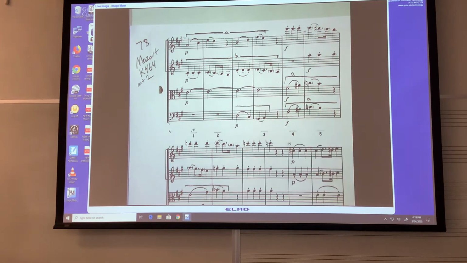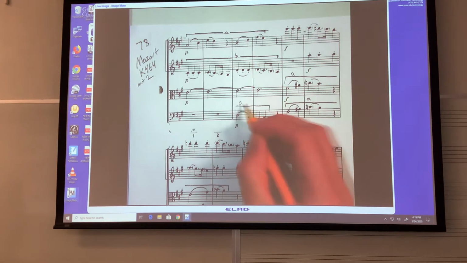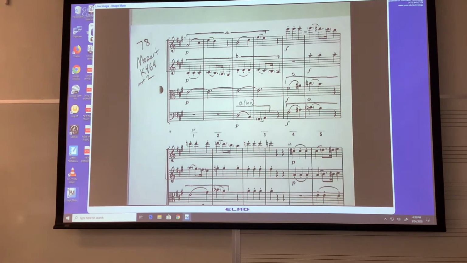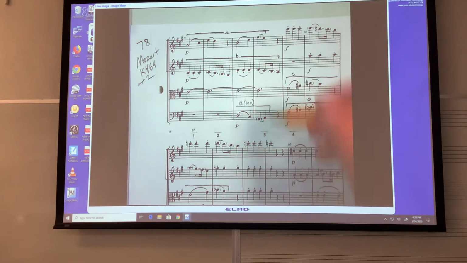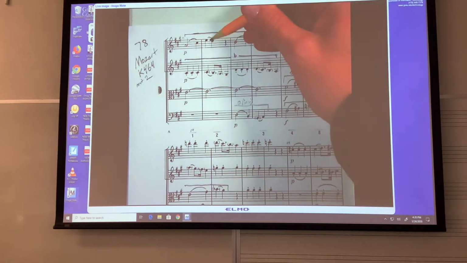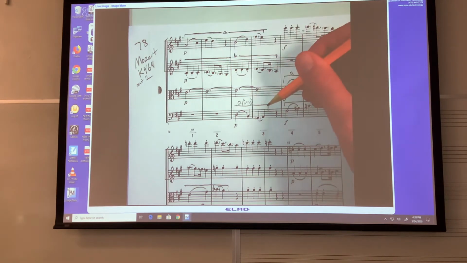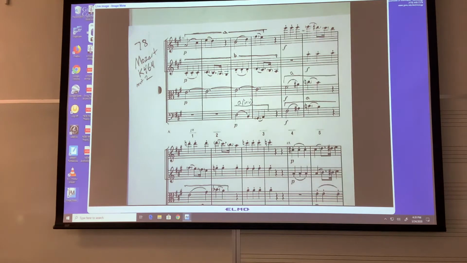Here is A, but this one's upside down. So this is A in inversion. It's only part of it, but you can see that Mozart took the first two measures of this melody, he flipped it upside down, and now it became a bass line. Very clever. Let's look for some B.